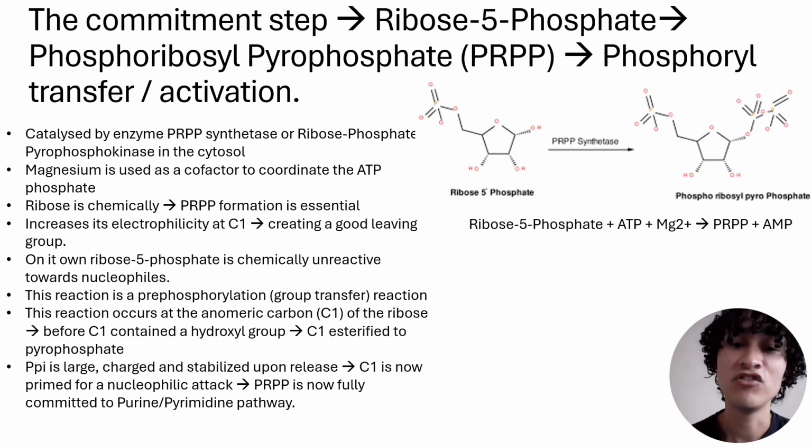Okay, and the addition of pyrophosphate to that C1 increases its ability as an electrophile. The addition of that pyrophosphate creates a good leaving group. Okay, it wants to leave, it makes it more chemically reactive, if you like. So now we've got our phosphoribosyl pyrophosphate, we're fully committed to the de novo synthesis. Okay, we're bleeding into the non-oxidative phase of the pentose phosphate pathway. We're not going to see it through.